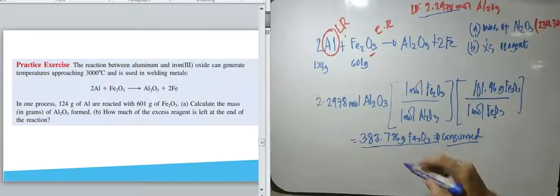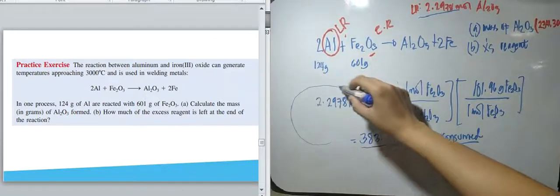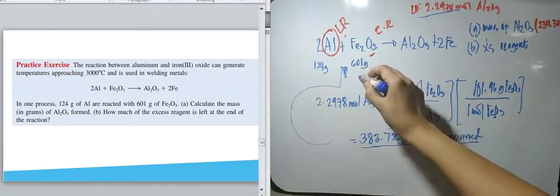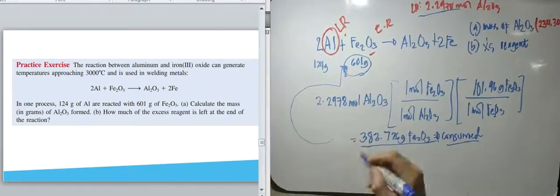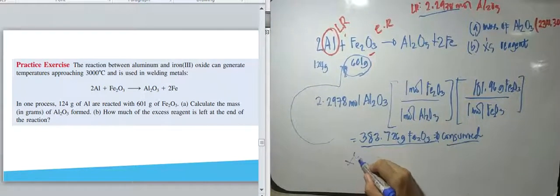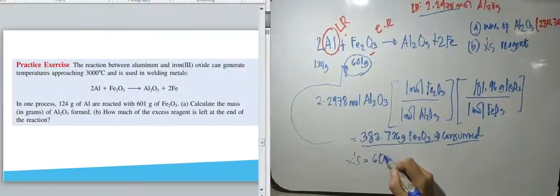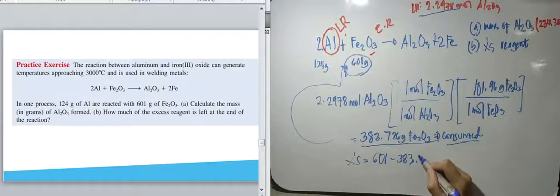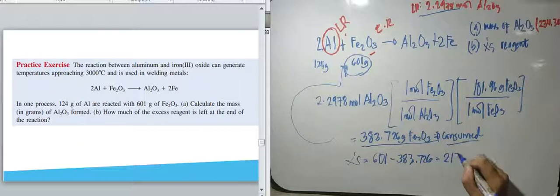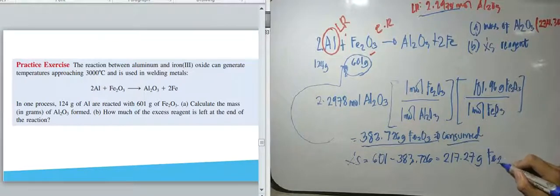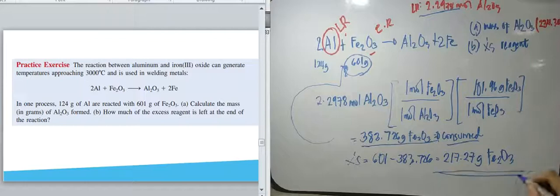But we should take note that our starting material is 601 grams. So basically, meron tayong sobra. So excess is equal to 601 minus 383.726 is equal to 217.27 grams of Fe2O3 or ferric oxide. It is the excess amount.